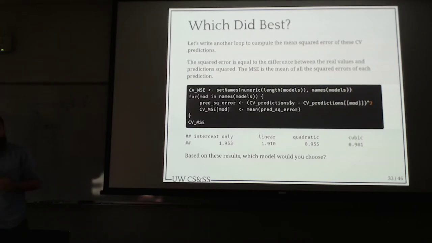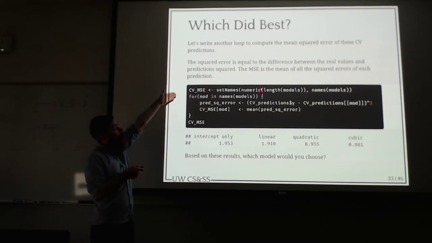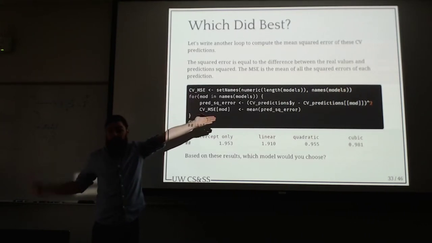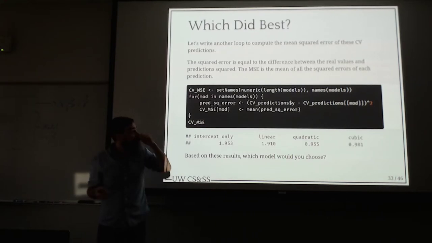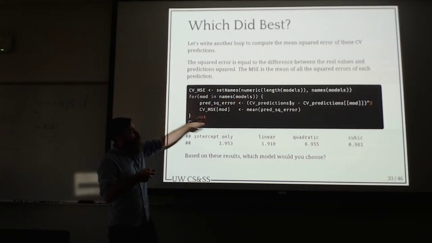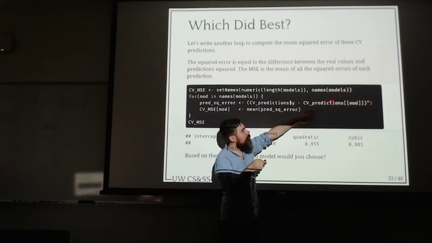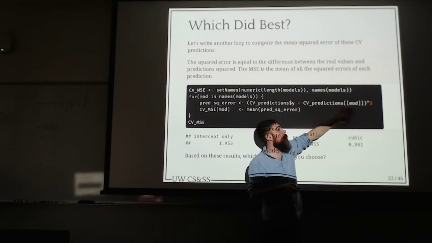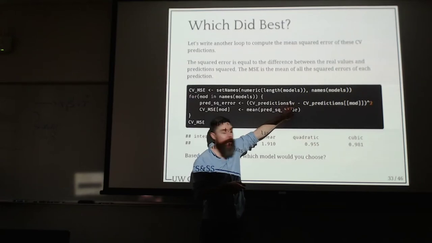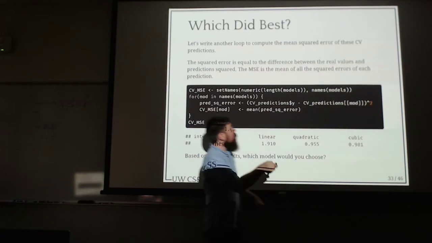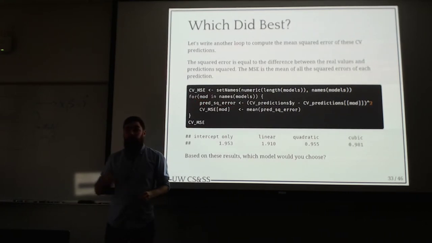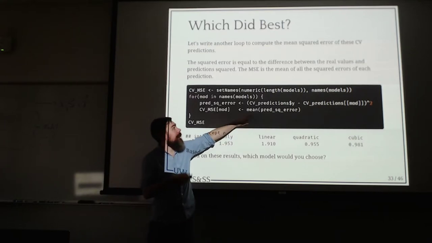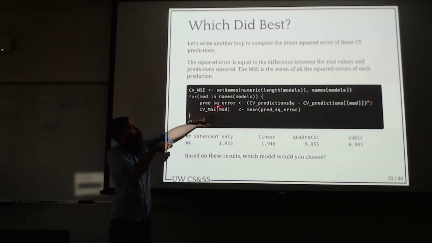We can get our cross-validation mean squared error by, first, I pre-allocate some vector. It's of length equal to the number of models. Its names are the names of the models. Then I just say, for model in names of models, the same thing I've been iterating over and over again, my predicted squared error is equal to my CV predictions y minus CV predictions model. Remember, CV predictions model here are the fold predicted values. So this is saying actual y minus y hat, or predicted y, squared is a predicted squared error. And then this is a vector with all of the squared errors, so there's one squared error for each prediction. Then I just take the mean of that squared error and assign it to the particular model element of this CVMSE vector, and then print it.